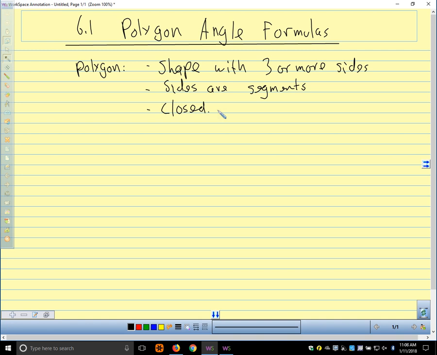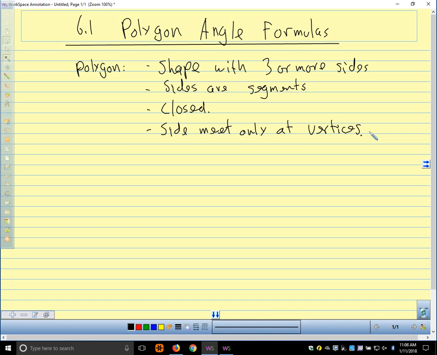I'm going to add one thing because sometimes you need to be careful with this: the sides meet only at vertices. So only at the corners. So the sides don't cross each other. And we did a really good job of coming up with that on our opener.